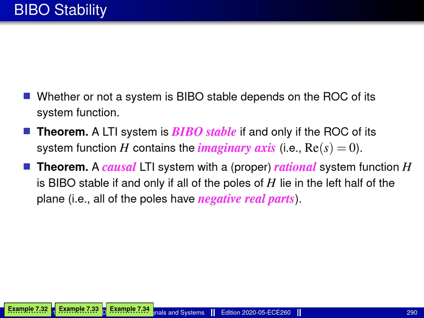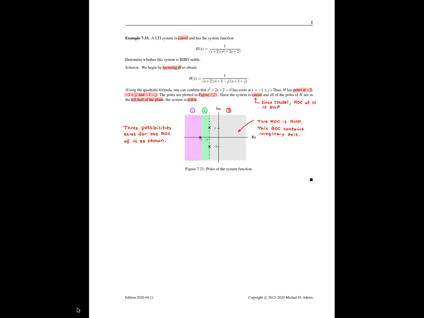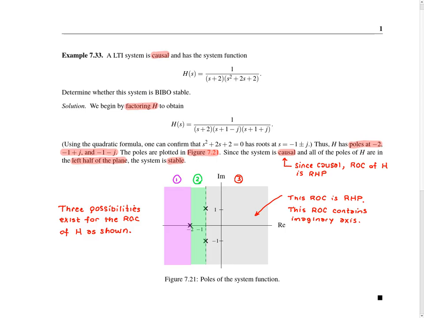Next, I'd like to consider example 7.33. In this example, we're given a causal LTI system with a system function big H that has the algebraic expression given by this particular formula here. Then we're asked to determine whether the system is BIBO stable.